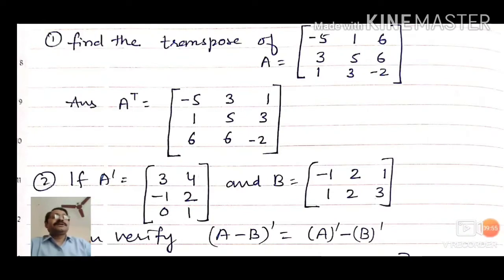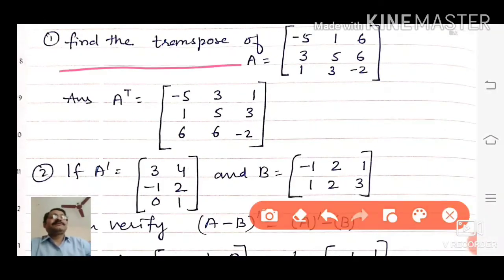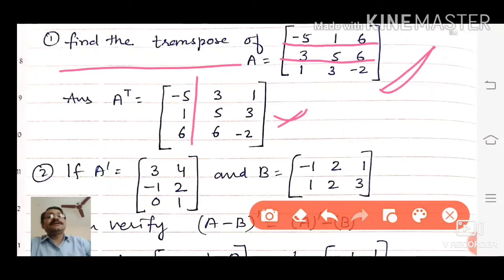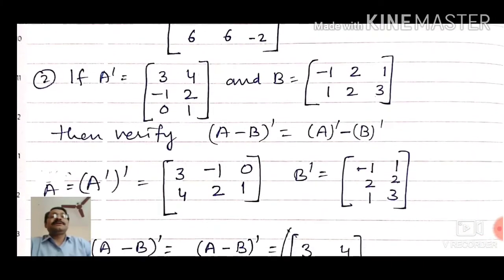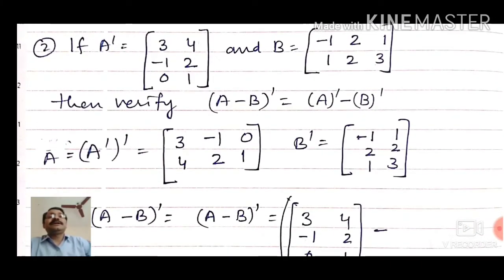Look at some questions so you can understand. Here you have to find the transpose. A transpose means the first row becomes the first column, the second row becomes the second column, the third row becomes the third column, so you get A transpose. This is a very simple question. Now the second question: A is given as 3, 4, minus 1, 2, 0, 1 and B is given as minus 1, 2, 1, 1, 2, 3. Verify that (A minus B) transpose equals A transpose minus B transpose.